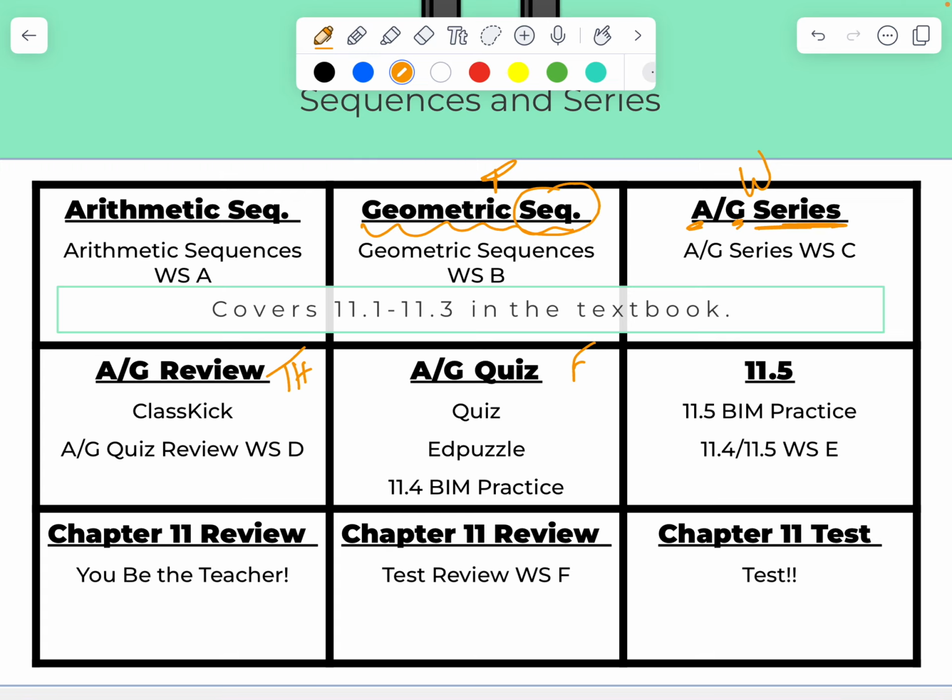So we're still working with adding, subtracting, multiplying, arithmetic and geometric, but now we're looking at what a series means, defining that. On Thursday, you'll review. You will not have a class kick, but you'll have some review worksheets to go through. And then on Friday, you will take the quiz.